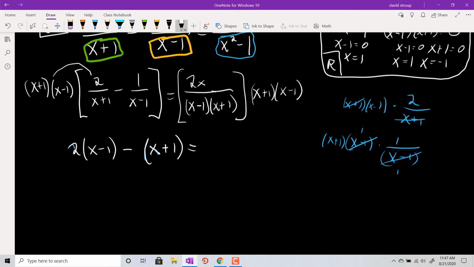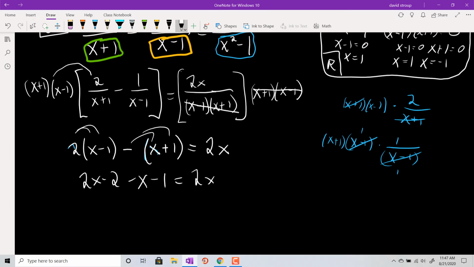On the right-hand side, the x plus 1 and x minus 1 will cancel, and you'll just be left with the 2x. I need to distribute 2x minus 2. Distribute this negative: minus x minus 1. And now it's basically a linear equation, right?